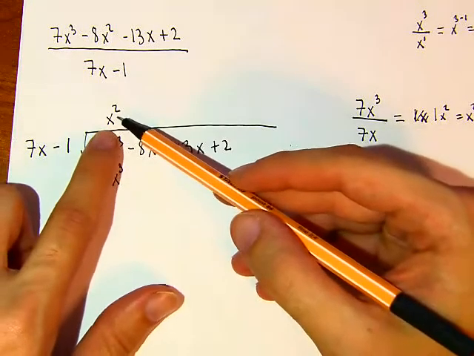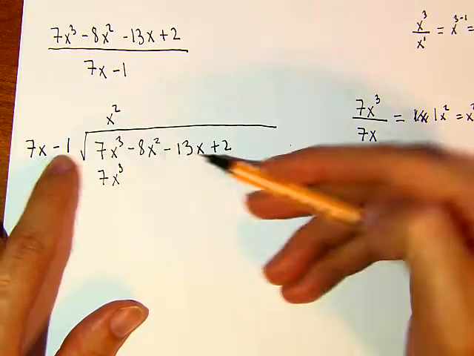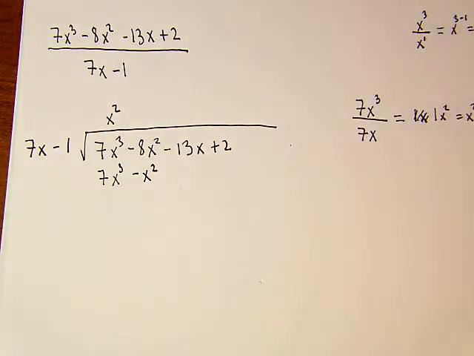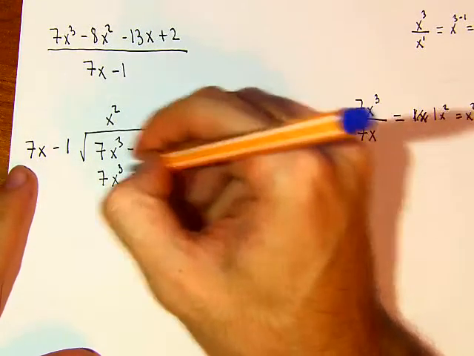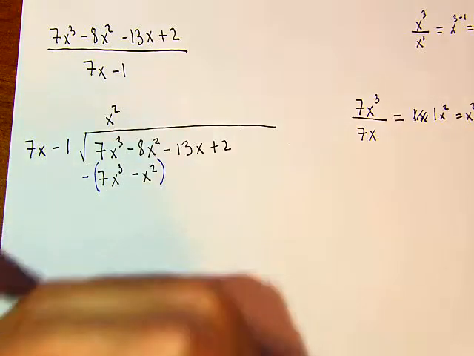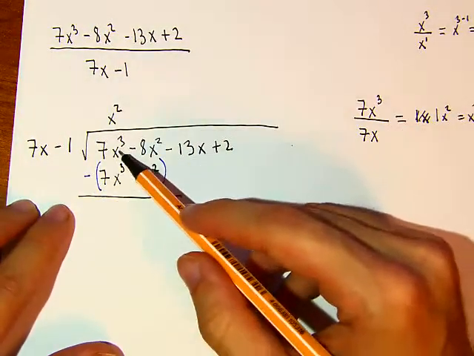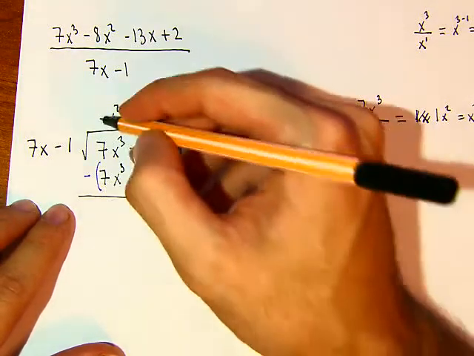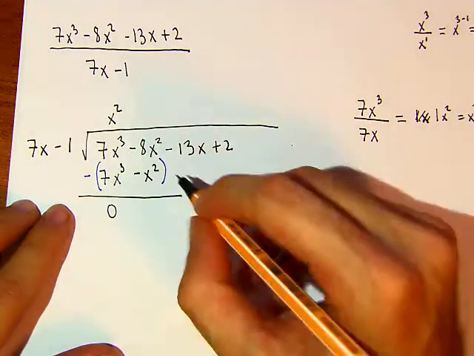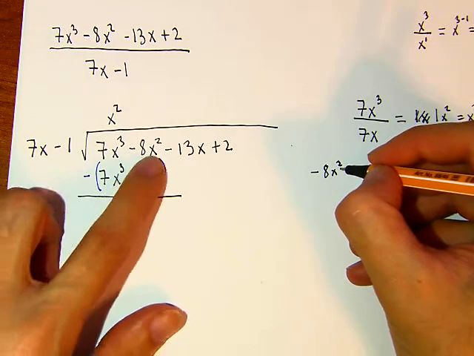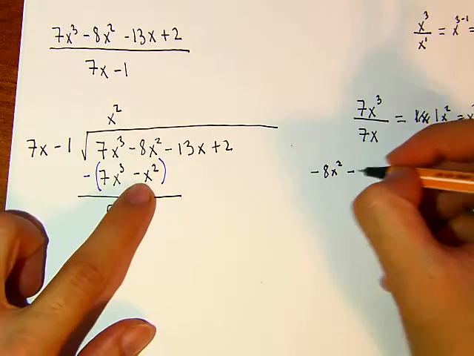You're going to multiply this x squared times this negative 1, so you're going to get negative x squared. Then take the whole thing and subtract. All right, take the whole thing and subtract. So what do we get? 7x cubed minus 7x cubed is 0. Now you have minus 8x squared, minus 8x squared minus the minus x squared.